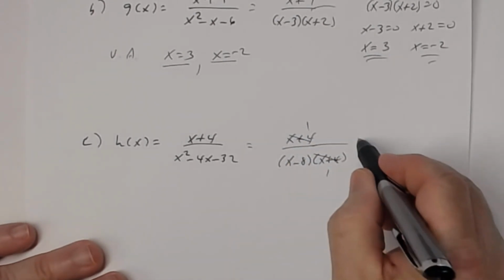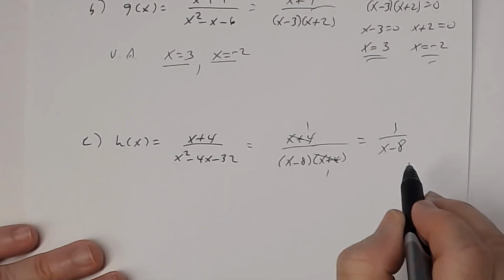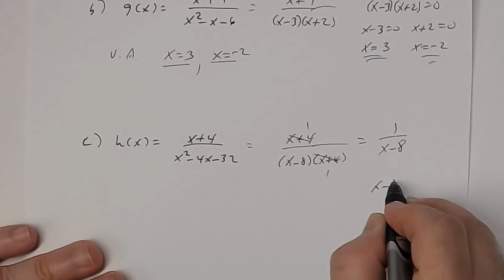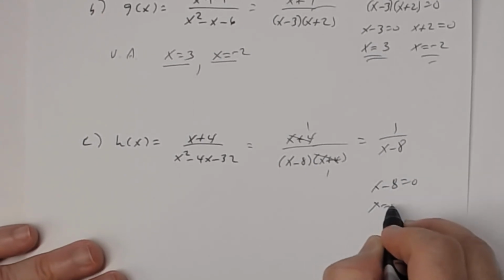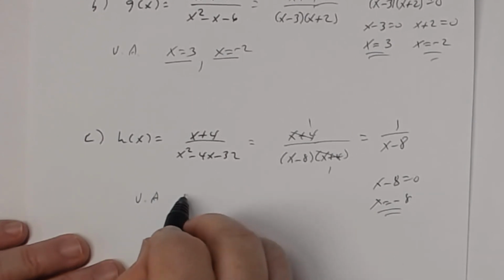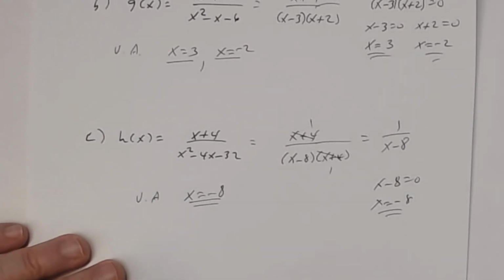You must reduce. So that becomes 1 divided by x minus 8. Okay? And now we set the denominator equal to 0, and then we have one vertical asymptote. So the vertical asymptote is x equal negative 8. Now, what happens is this, just to let you know.